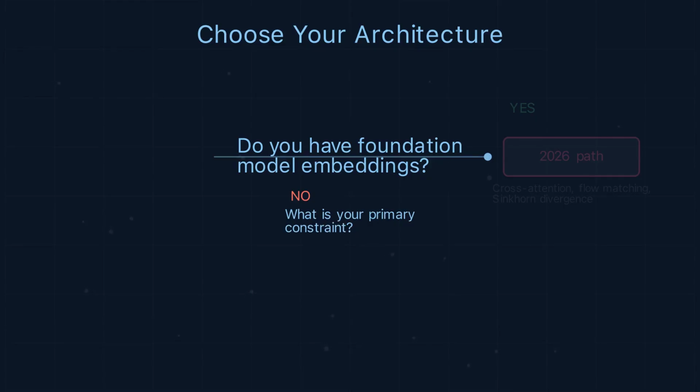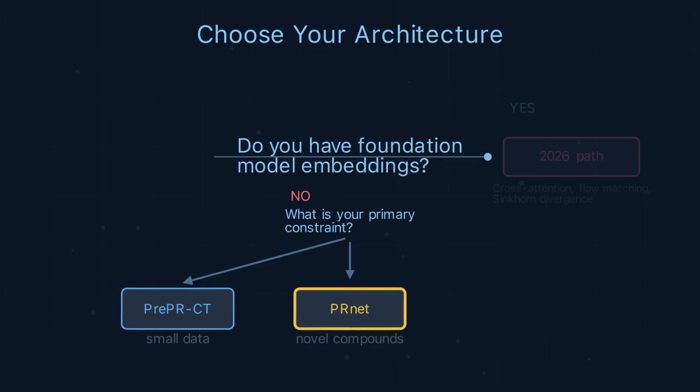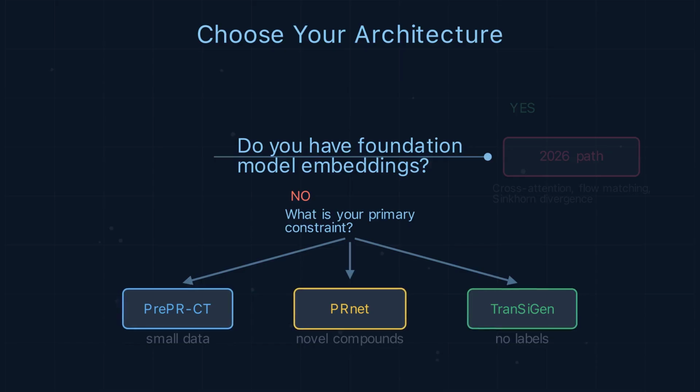What limits you most? Small data? Use PrePR-CT. The graph structure provides inductive bias that compensates for limited training examples. Novel compounds at scale? Use PRnet. The fingerprint representation generalizes to molecules never seen in training. Noisy data with no labels? Use TranSiGen. Self-supervision turns noise into signal.